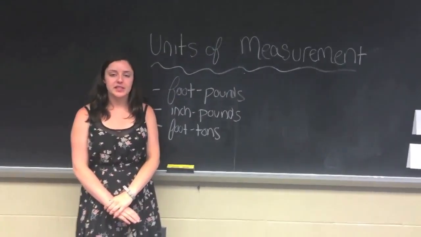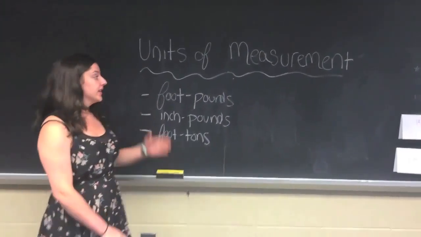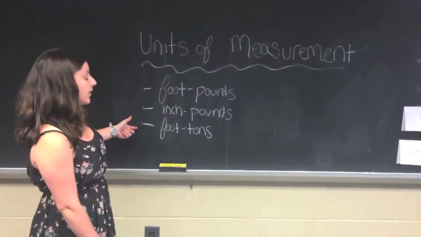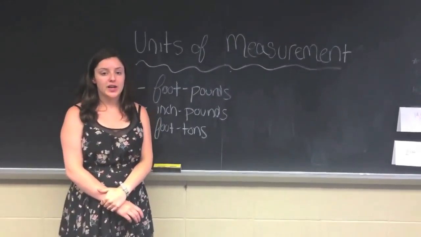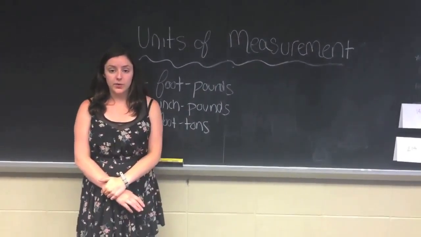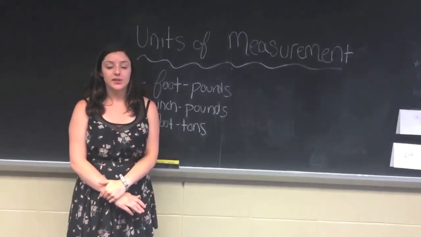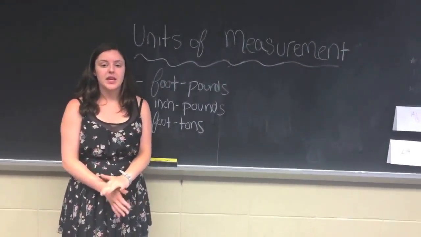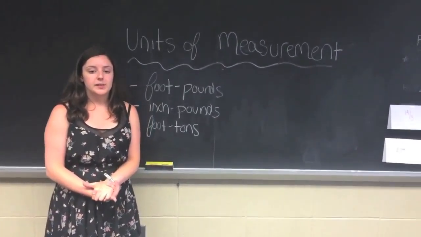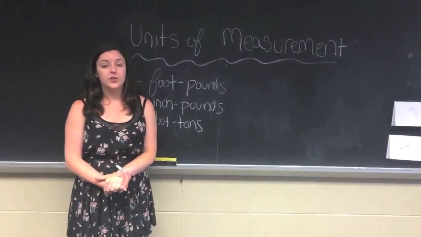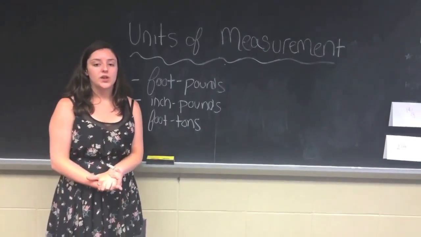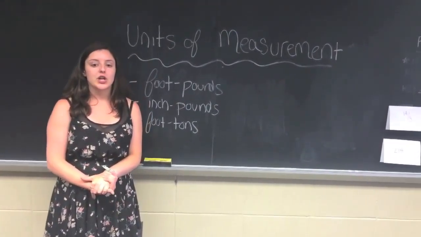Okay. In the U.S. measurement system, work is typically expressed in foot-pounds, inch-pounds, or foot-tons. In the centimeter-gram-second system, the basic unit of force is the dyne, the force required to produce an acceleration of 1 centimeter per second squared on a mass of 1 gram. In this system, work is typically expressed in dyne-centimeters, or newton-meters, also known as joules, where 1 joule equals 10 to the 7th ergs.